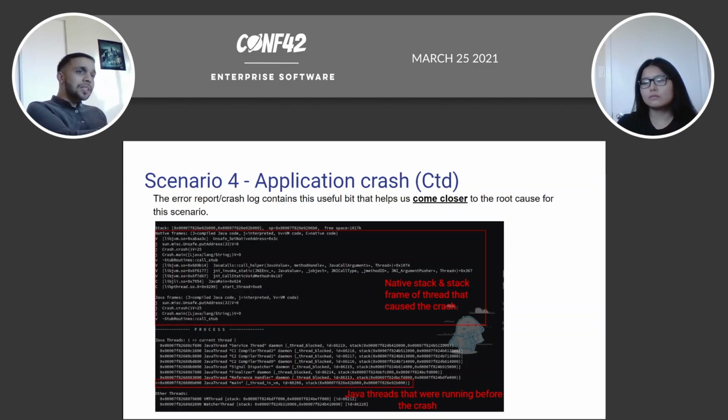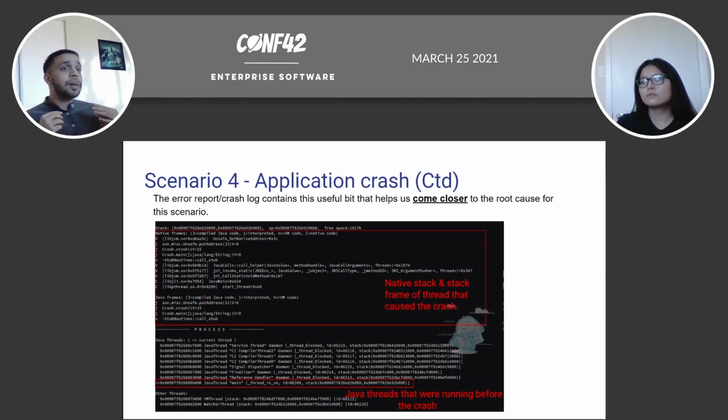Let's see what code was there, what would have happened before that code got executed, and what values could have caused this crash. So that is a very vital piece of information over here. Aside from that, we also have the list of running threads during the time of the crash. This is very useful because sometimes it's not necessarily that the thread that made the call that caused the crash was responsible for it.